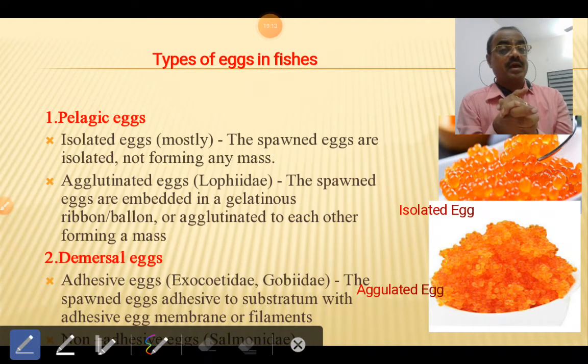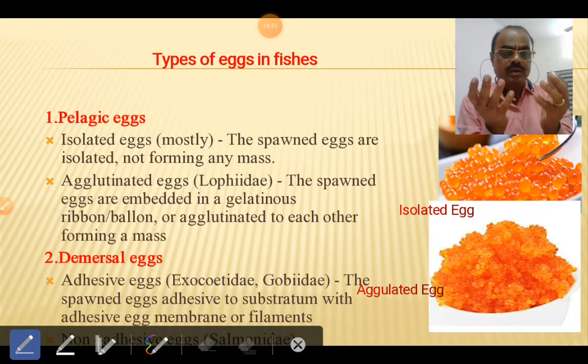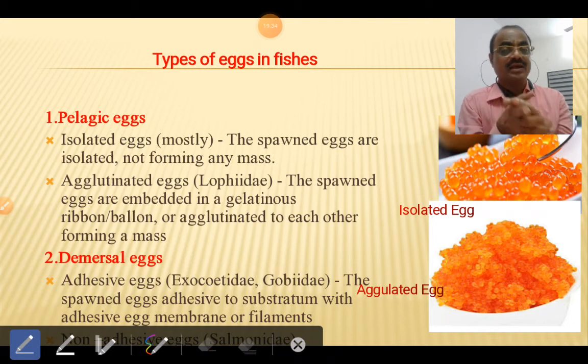Fishes, particularly, there are two types of eggs found in fishes. One is the pelagic eggs and second is the demersal eggs. According to the level of water, or according to the position of eggs in the water, they are divided into two categories, the pelagic and the demersal.